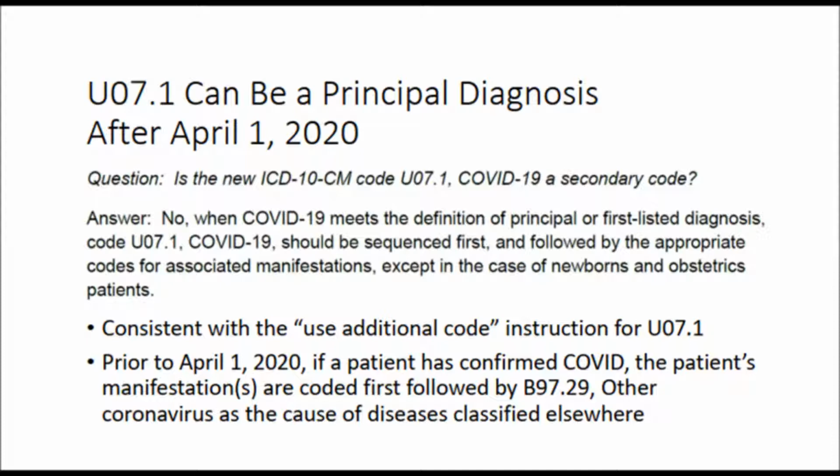Prior to April 1, 2020, if a patient has confirmed COVID, the patient's manifestations are coded first, followed by B97.29, other coronavirus as the cause of diseases classified elsewhere.